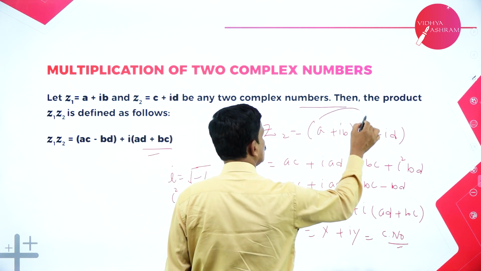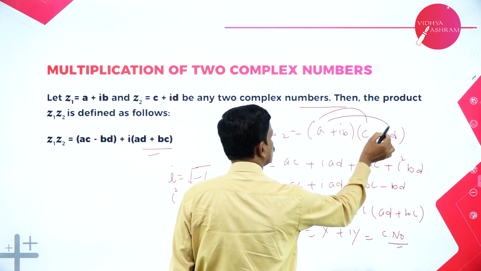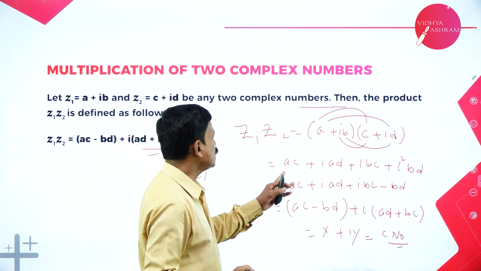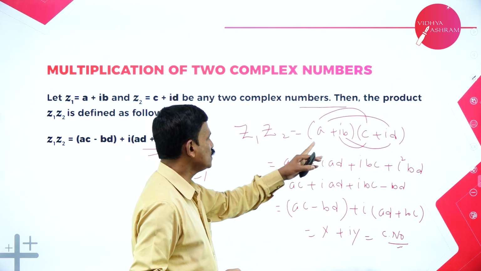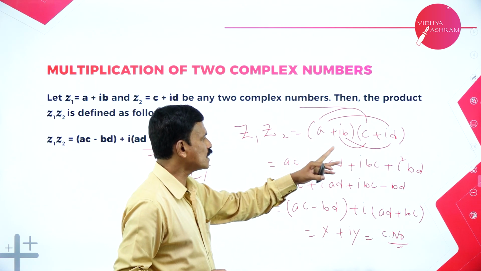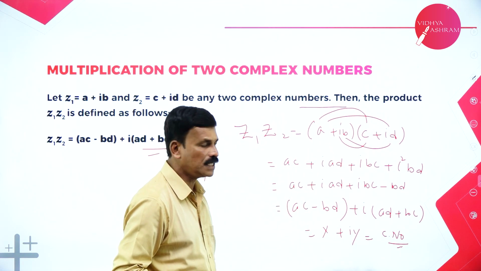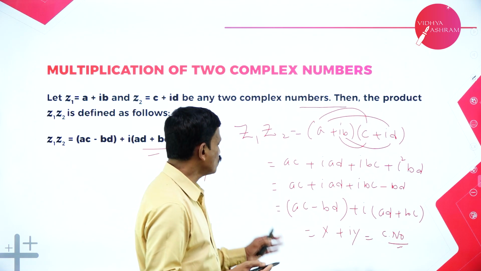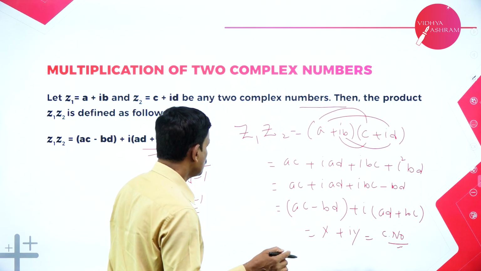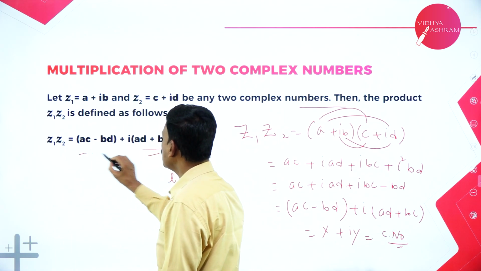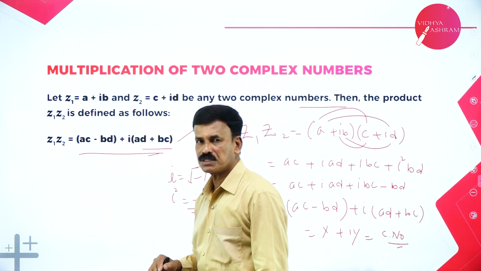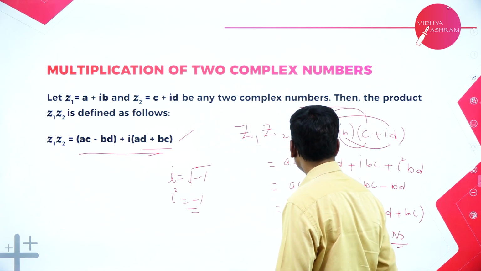First multiply these two: A into C, again A into this, again i into B into C, i into this. So i into B into D, that means AC plus i into A into D. Again from B, i into BC plus i into i is i square, B into D is BD. Now i square, what is i square? i square is equal to minus 1. Equate the real and imaginary parts: the real part is AC minus BD and the imaginary part is AD plus BC. So AC minus BD plus i into AD plus BC gives a complex number. This is called the multiplication of two complex numbers.